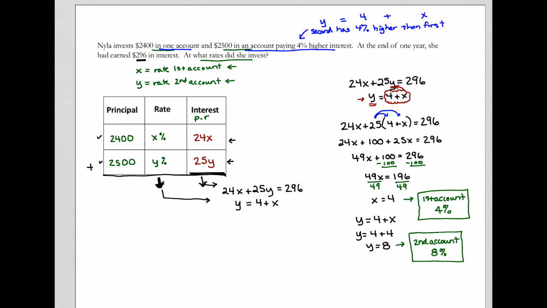Of course, it's always important to go back and check and make sure these values work in your very first equation right here. So I would go back and take 24 times 4% plus 25 times 8%, and you will discover it does in fact equal 296. So our solution is first account is 4% interest rate, second account is 8% interest rate.